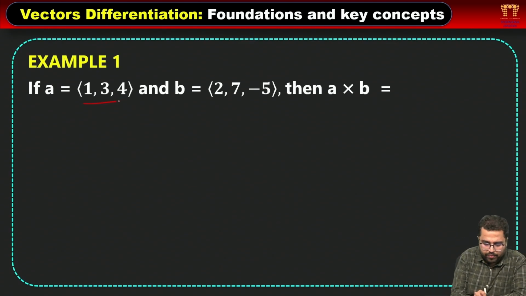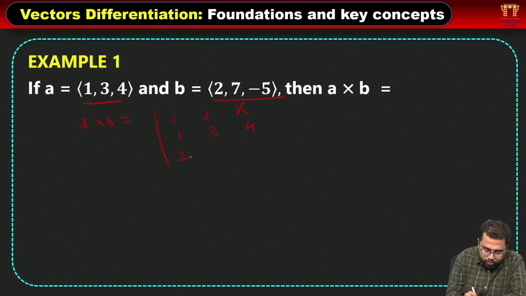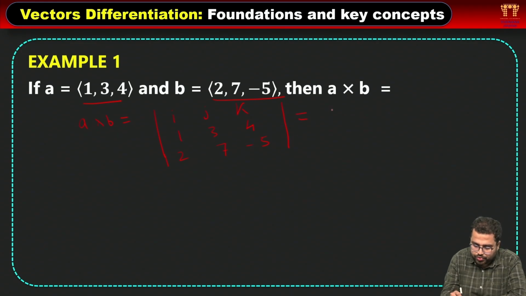So this is the given vector A and vector B. You want to calculate the cross product. Okay, so let us calculate A cross B. So what is A cross B? This is i, j, k, and here you write 1, 3, 4, 2, 7, minus 5. So what does it give? This gives me i into 3 into minus 5, which is minus 15, minus 28, then minus j into minus 5 minus 8, plus k into 7 minus 6.